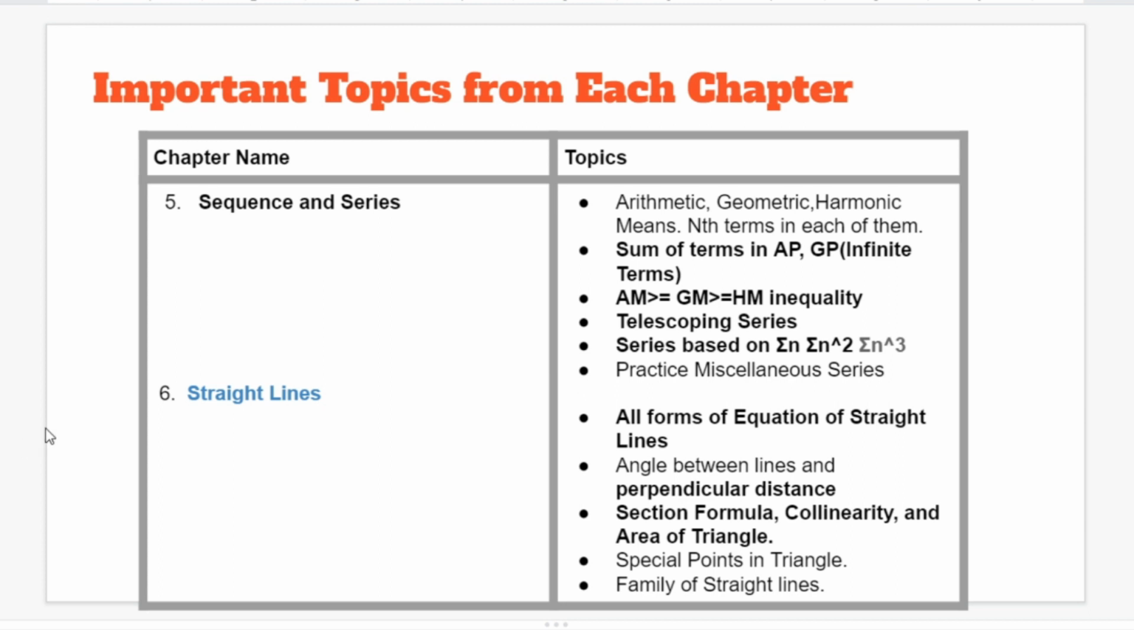So do try going through all the concepts, just browse through all the concepts in straight lines, barring the special points in triangles. I don't think from orthocenter and circumcenter they'll be asking. Except that, I don't think straight lines should be left out. Straight lines is something which is already scoring in itself, but it is also a foundation to many other chapters in coordinate geometry, especially in the form of tangents and normals and chords.